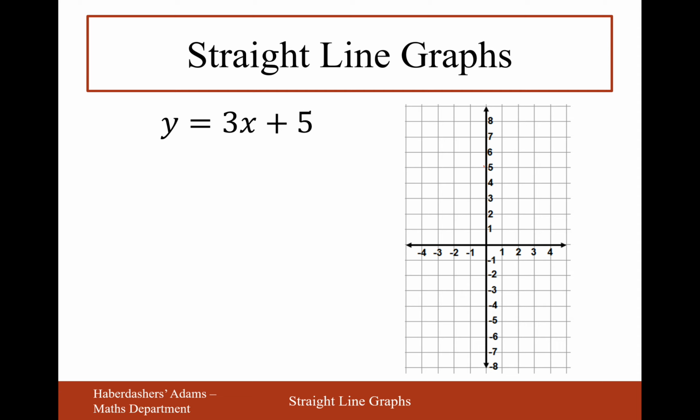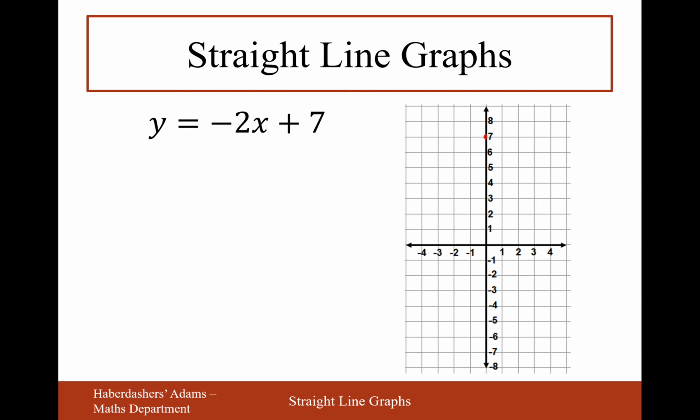Next one will be starting up at 5, and then it's right by 1, up by 3. Then we haven't got any more space, so I suppose we should go backwards. Backwards by 1, down by 3. And there we have it. Voila, the next line. That is the line y equals 3x plus 5. Make sure you write the equation of the line next to the line.